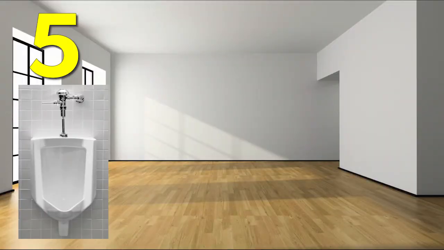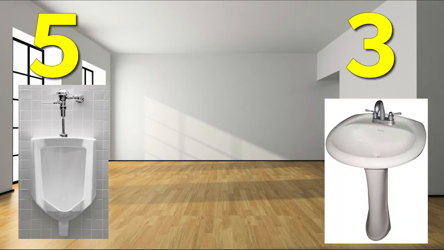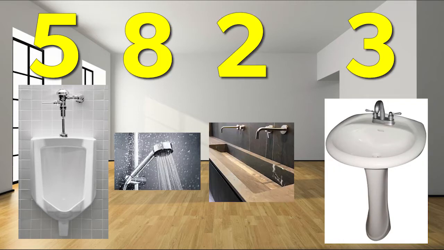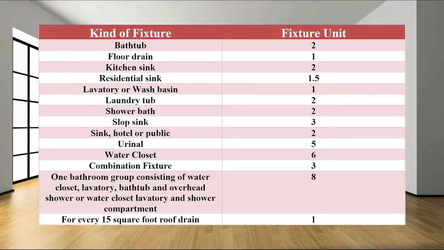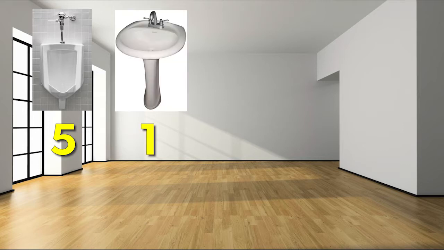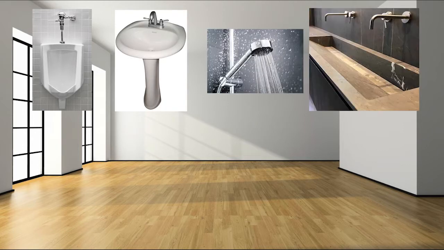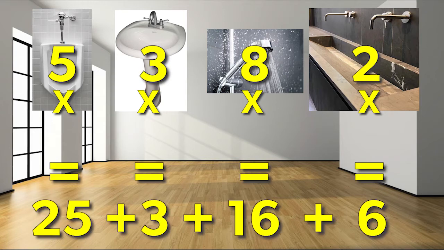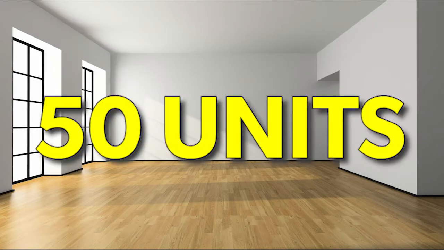Let us determine the size of a horizontal waste pipe to serve 5 urinals, 3 lavatories, 8 showers, and 2 slop sinks. First, we must find the fixture unit load of each one of the fixtures by referring to the fixture unit value, where a urinal has 5 units, lavatory has 1, showers with 2, and slop sink with 3 unit load. Then multiply it by their corresponding numbers to total their value, and we can get 50 units.